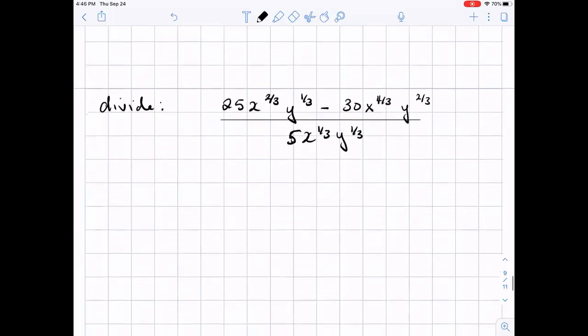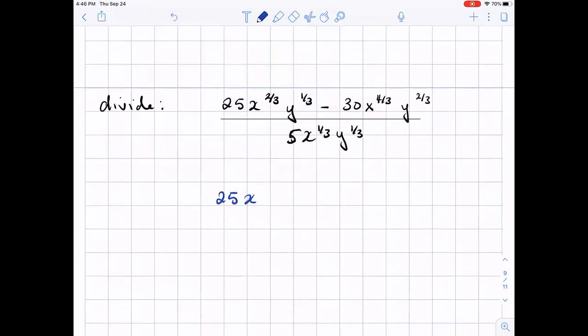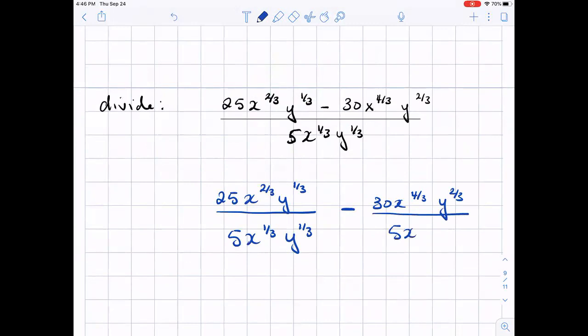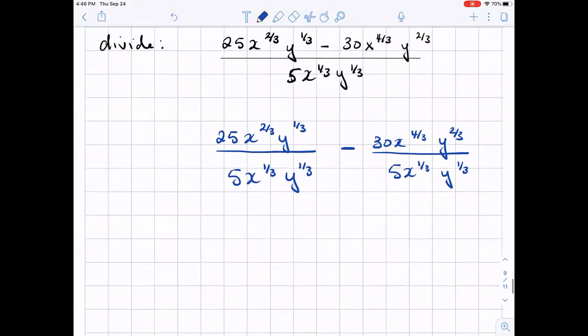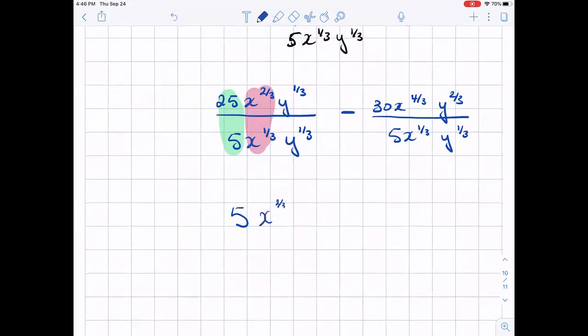Okay, so we know, and we have talked about, that when the denominator is a monomial, you can rewrite this, and this becomes 25x to the 2/3 y to the 1/3 divided by 5x to the 1/3 y to the 1/3 minus 30x to the 4/3 y to the 2/3 divided by 5x to the 1/3 y to the 1/3. And we can divide now because 25 divided by 5 happens to divide evenly. If it doesn't, you leave it as a fraction. So this becomes 5. And then we have the same bases here, okay? So this becomes x to the 2/3 minus 1/3. And then likewise, we have same bases here. So this becomes y to the 1/3 minus 1/3.